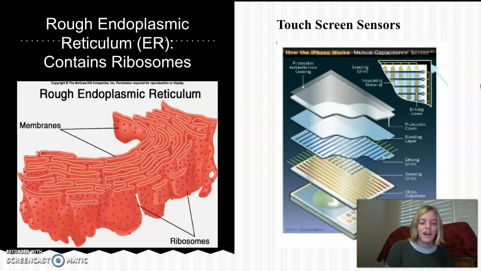And so on the rough ER, the ribosomes continue making their proteins, kind of finishing them up, and the rough ER helps them do that. And that can be compared on your cell phone to the touchscreen sensors, because if you had the keyboard but you didn't have any sensors, it wouldn't be able to tell what message you're making. So the touchscreen helps the keyboard write your message, just like the rough ER helps the ribosomes to make the proteins.